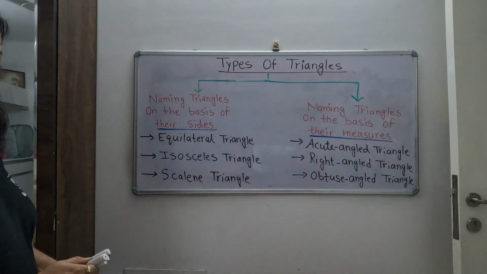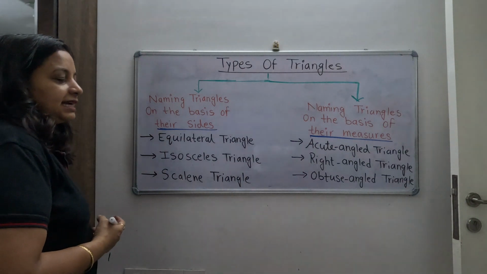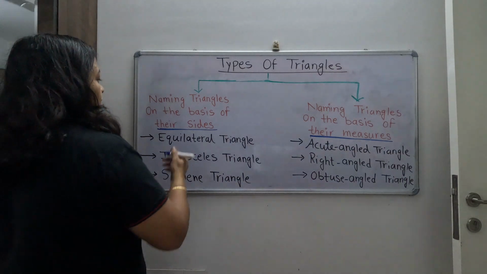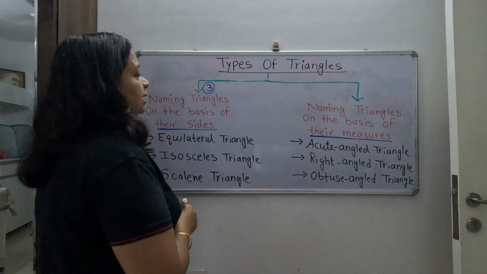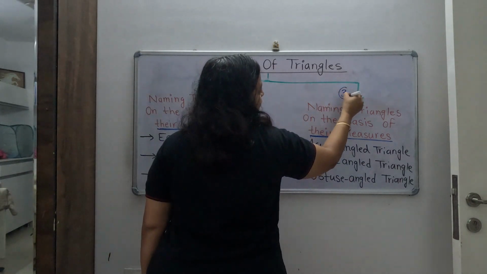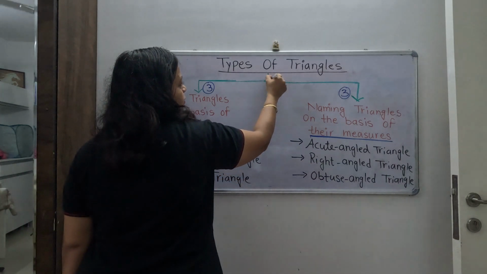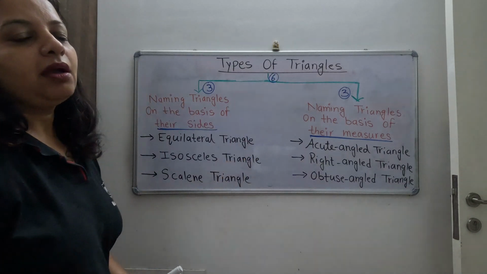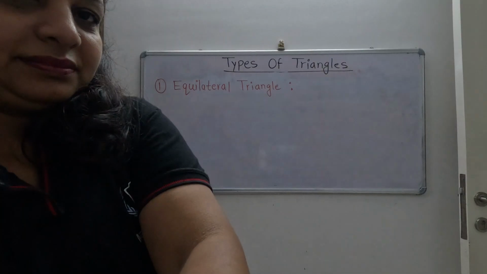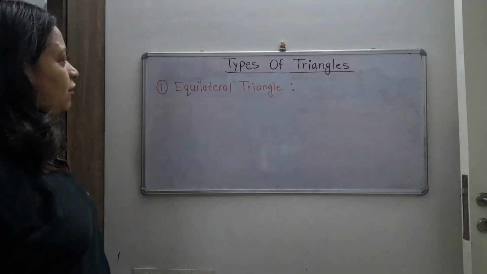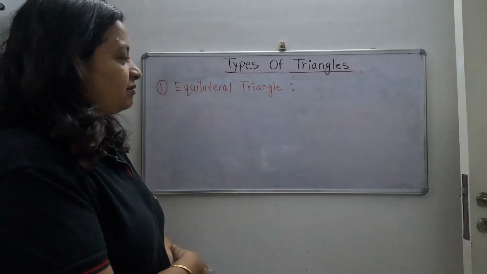So acute angle triangle, right angle triangle, obtuse angle triangle. In total we have three on the basis of sides and three on the basis of angles or measures. So in total we have six types of triangle. We will discuss them in detail, one by one.